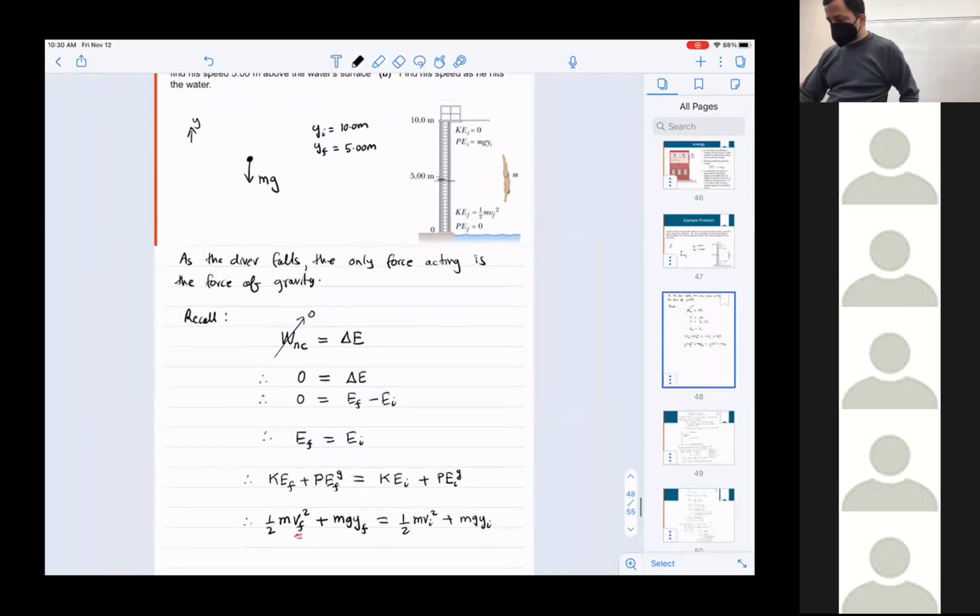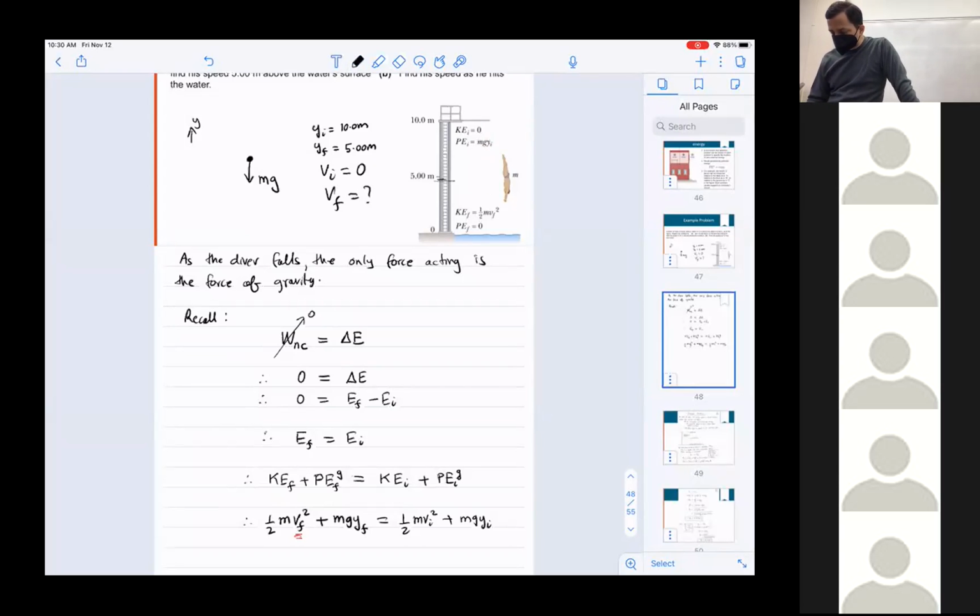In this problem, we know that y initial is 10 meters, y final is 5 meters. We know that v initial is 0 because the diver just starts from rest and then falls. And then v final is the thing that we want to find. That is the information that's given to us. Any questions on that?